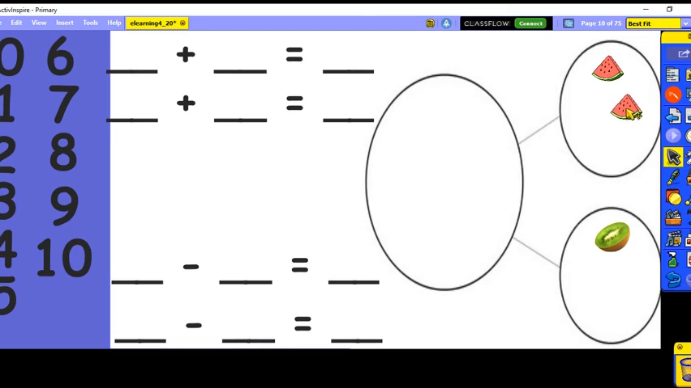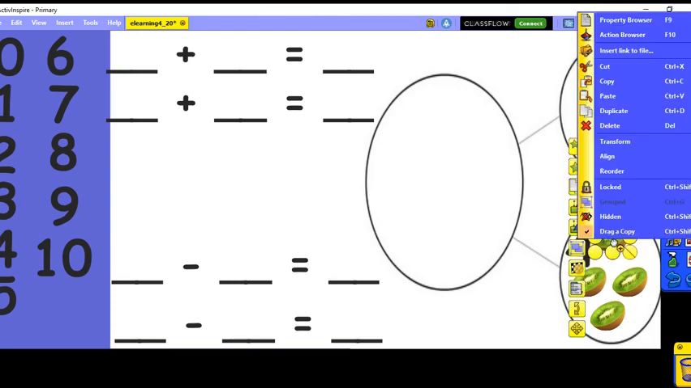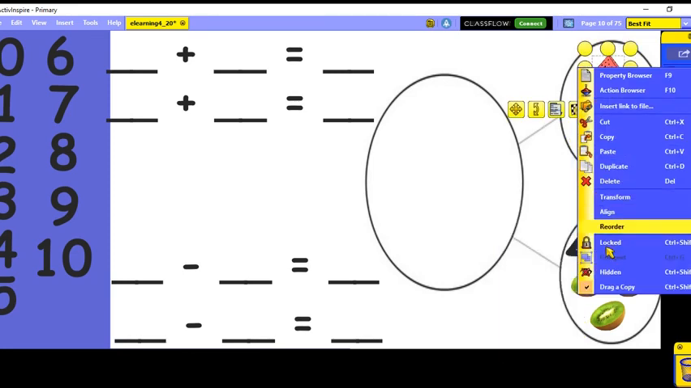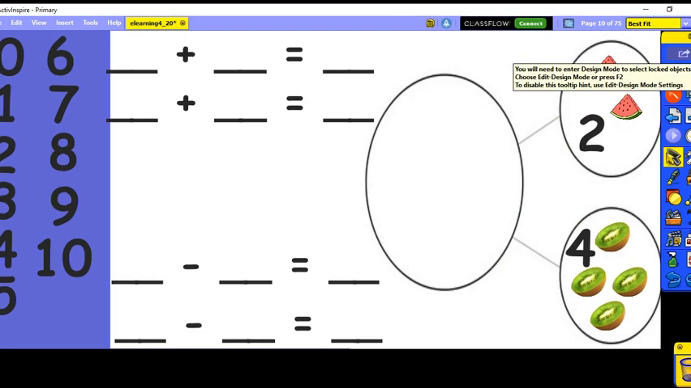We're going to do 2 watermelons and 4 kiwi. Okay, so one part is 2. That's one numeral. One part is 1, 2, 3, 4. One part is 4. I'm going to have to turn this off to move them. Sorry about that. Okay, 2 and 4.